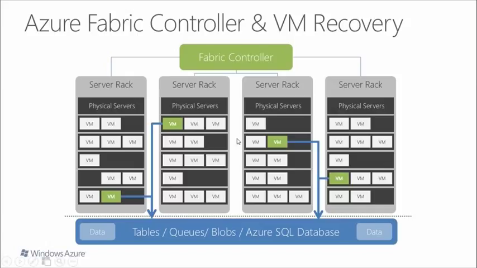That Fabric Controller is pretty smart. I'm noticing it's putting a VM on separate server racks. Yeah, in case the whole rack goes down or the switch goes down. Yep, try and keep my service resilient there.